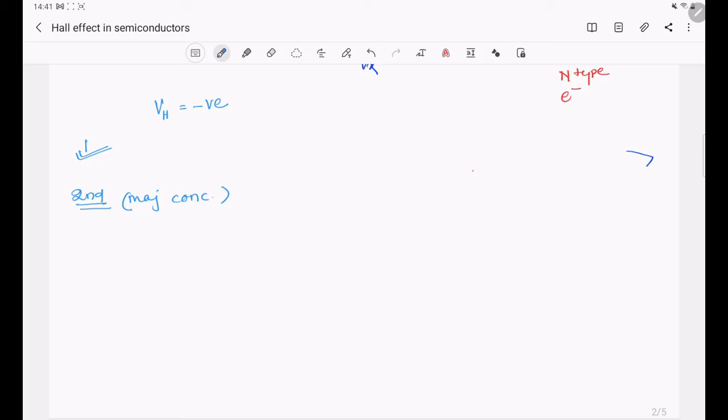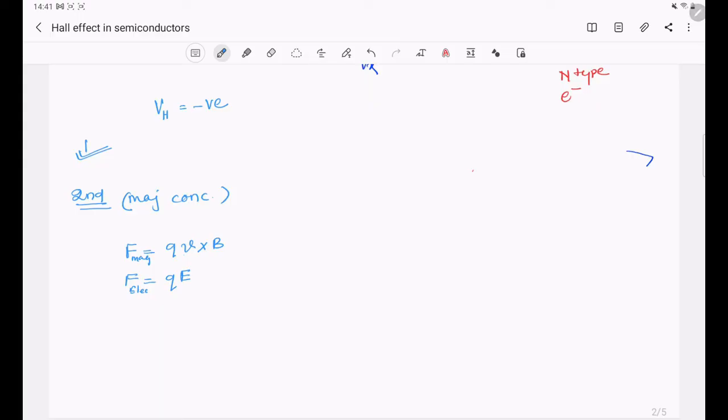Okay. So, for this we will need the equation of force. What is the force due to magnetic field? It is Q V cross B, where V is your velocity and B is your magnetic field. Similarly, force due to electric field is equal to Q into E, where E is your electric field. Now, at equilibrium, the force due to the magnetic field is equal to the force due to the electric field.